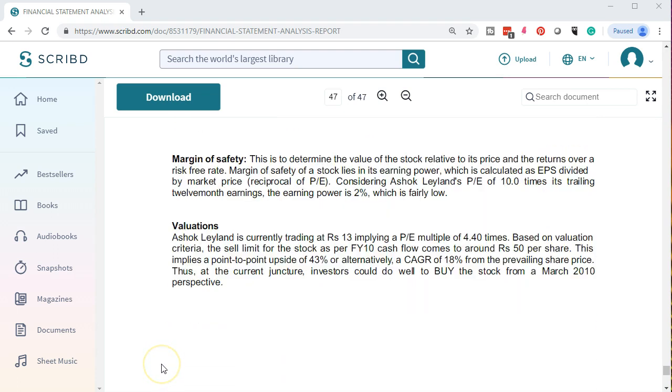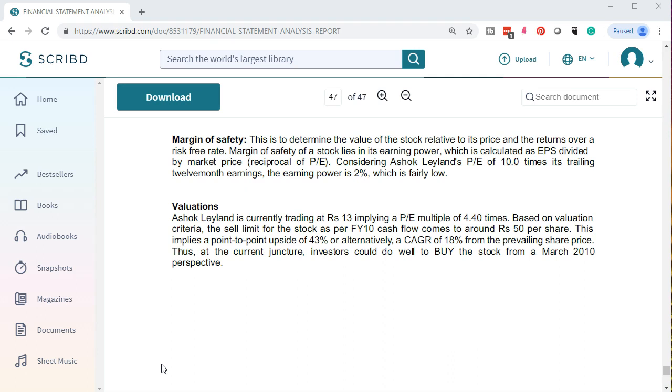Margin of safety. This is to determine the value of the stock related to its price and the returns over the risk-free rate. Margin of safety of a stock lies in its earning power, which is calculated as EPS, earnings per share, divided by market price. Considering Ashok Leyland's PE of 10 times its trailing 12-month earnings, the earnings power is 2%, which is fairly low.